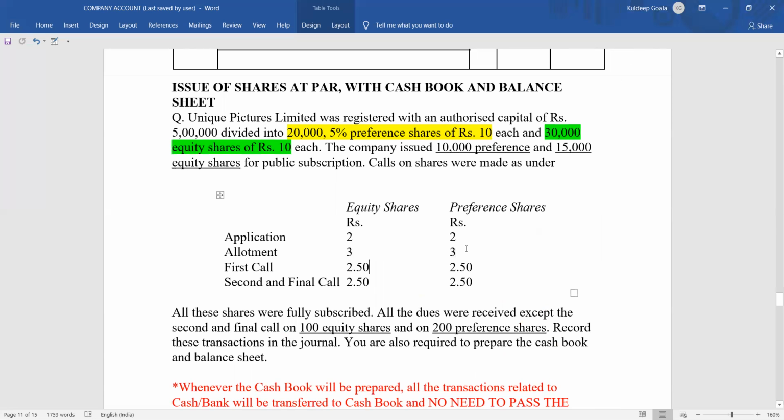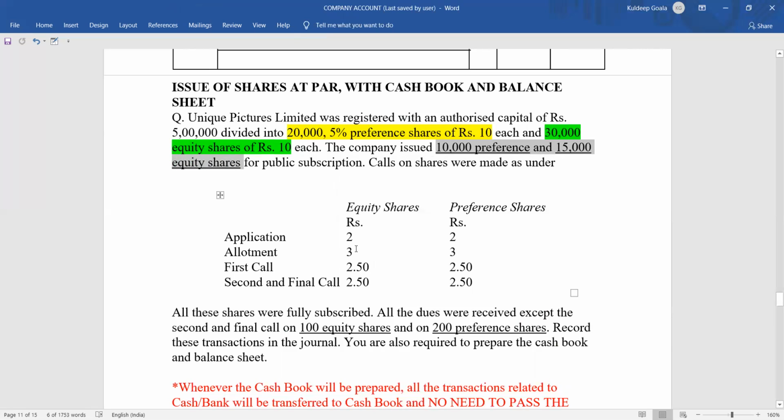As I told you in the previous video also, once the application is over, the process begins with the due entry first. So when it comes to the due entry for allotment, what will be the entry? The due will be made on obviously the received one, right? So it is 10,000 and 15,000. So in case of that, what is the due entry?